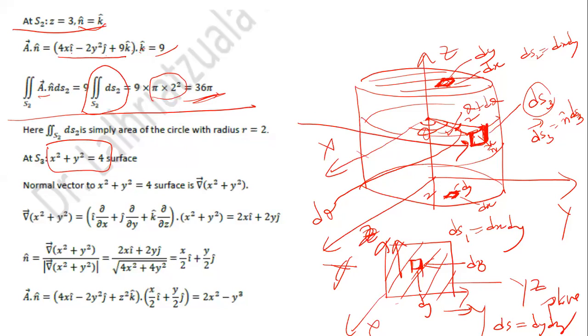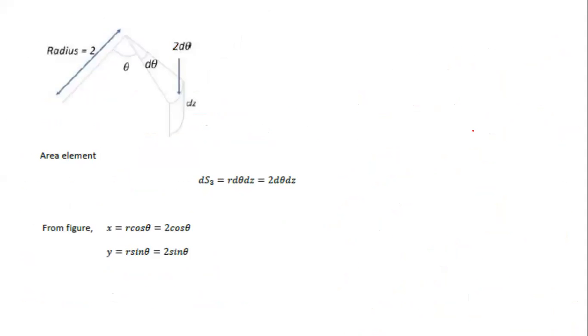This edge is a small change along the z-axis, or small line segment along the z-axis. So this is dz. That is known to us. But what about this curved surface? There is a curved line here. So for that, let us just look at it this way. So I hope you can see that.